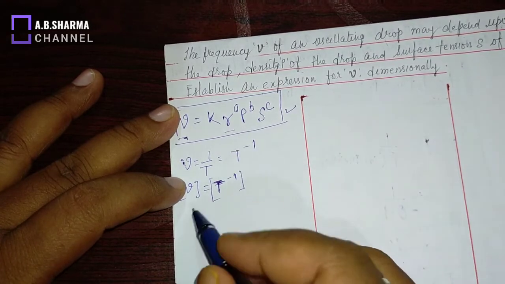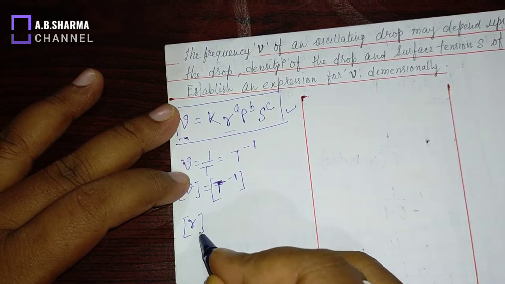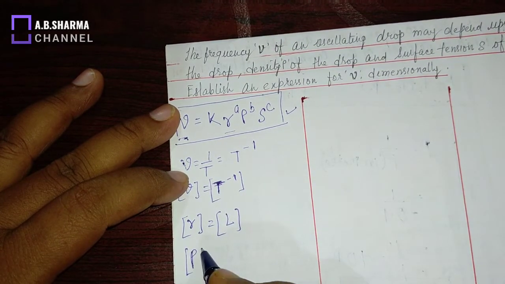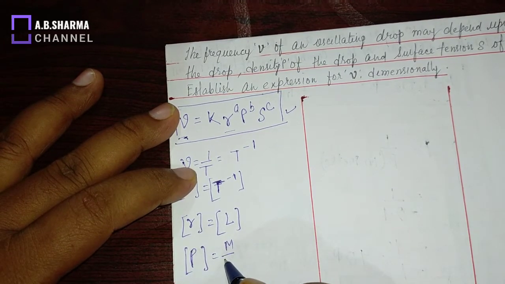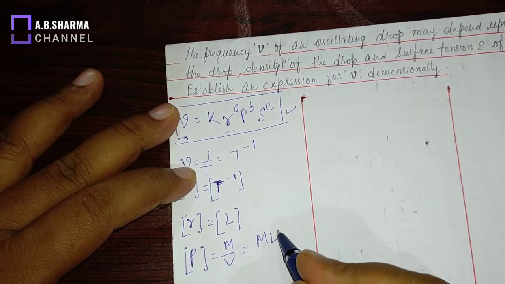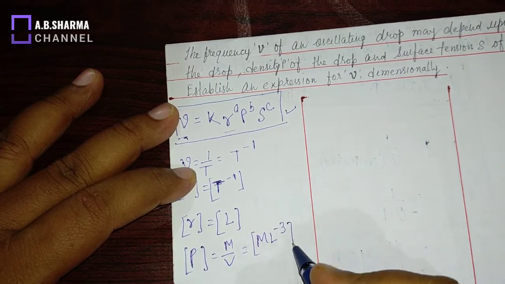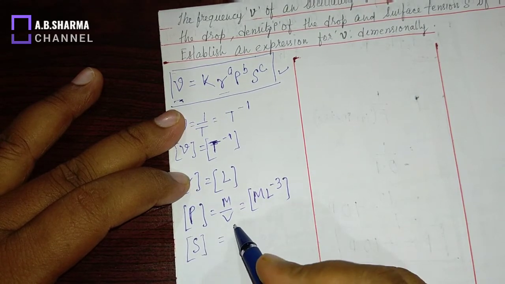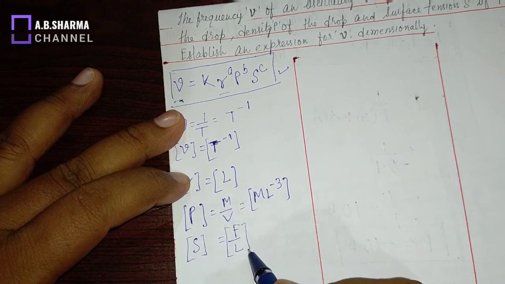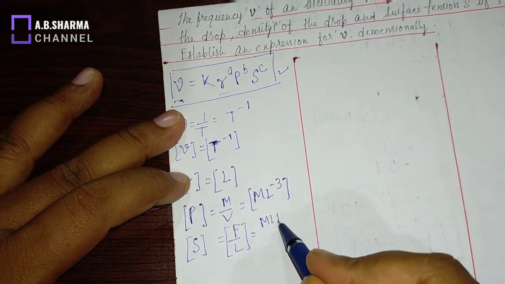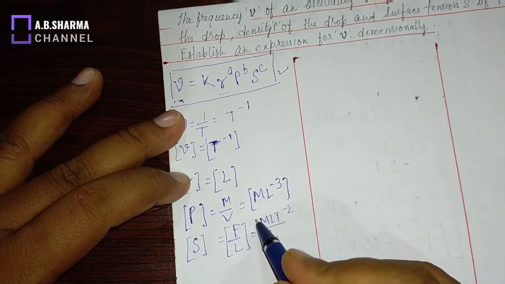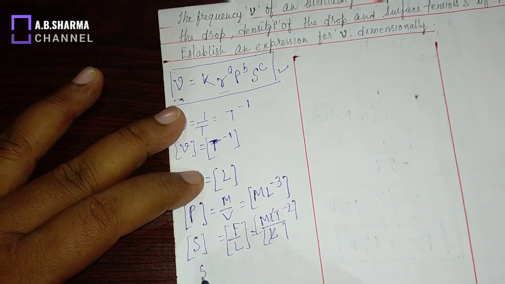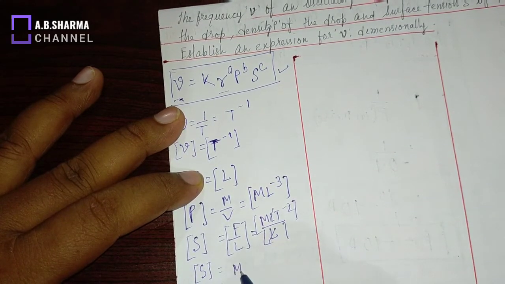Dimension of r is L. Rho is mass per unit volume, which means M L to the power minus 3. Surface tension, what is its dimension? This is force per unit length, and the dimension of force is M L T to the power minus 2, and the dimension of length is L, so L will be cancelled out. So the dimensional equation of surface tension is M T to the power minus 2.